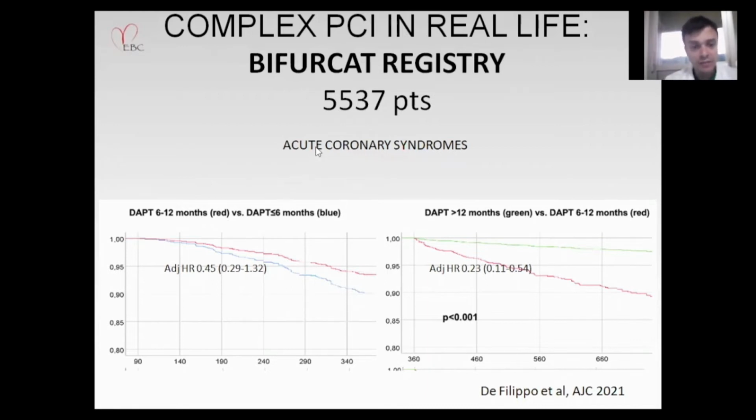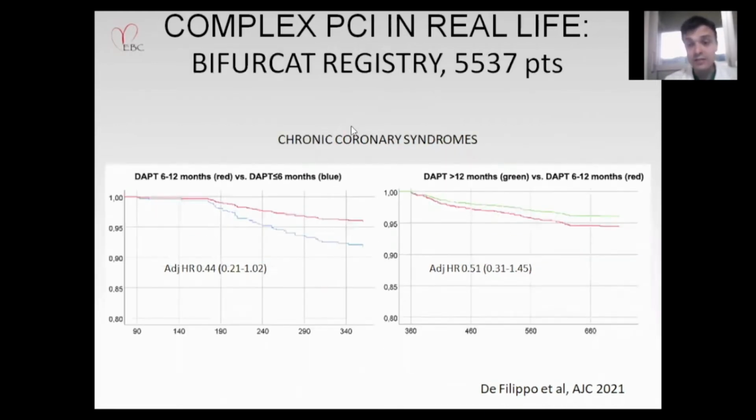In patients with acute coronary syndrome, the benefit of DAPT between 6 and 12 months was not present when compared with DAPT shorter than 6 months, but after multivariate analysis, DAPT longer than 12 months reduced the risk of major adverse cardiac events compared to DAPT between 6 and 12 months.